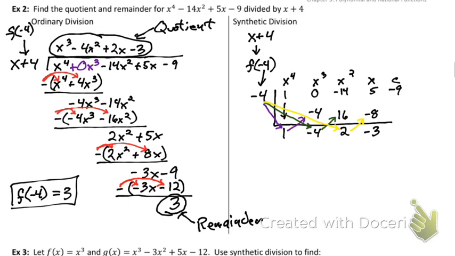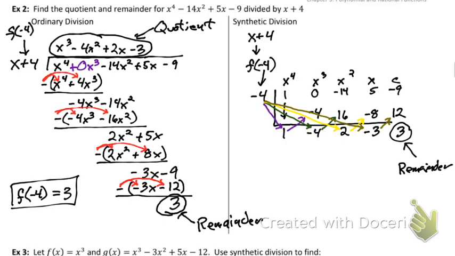And so finally, we're going to take that. That's an ugly color, but we're going to use it. We'll go negative 4 times a negative 3, which equals a positive 12. Put that result right there. Negative 9 plus 12 equals 3. 3 is your remainder.